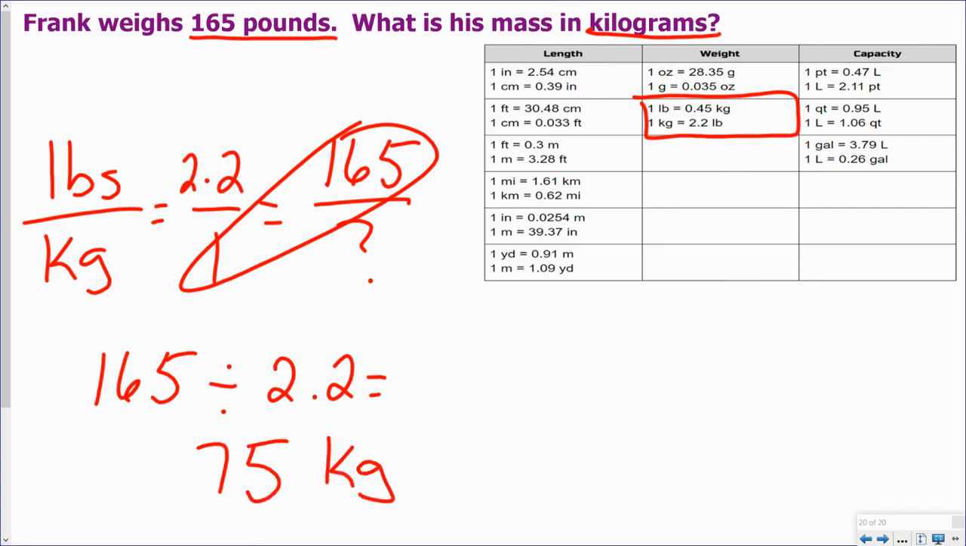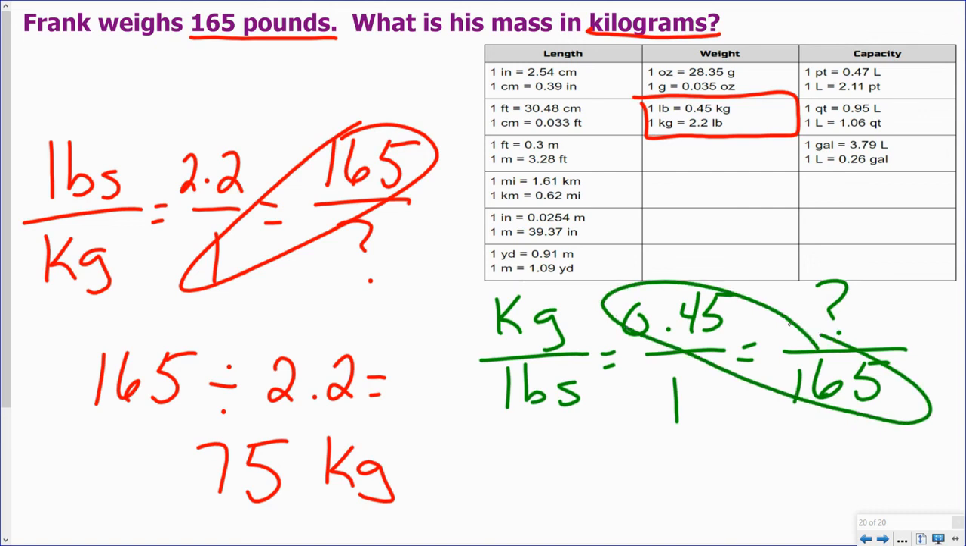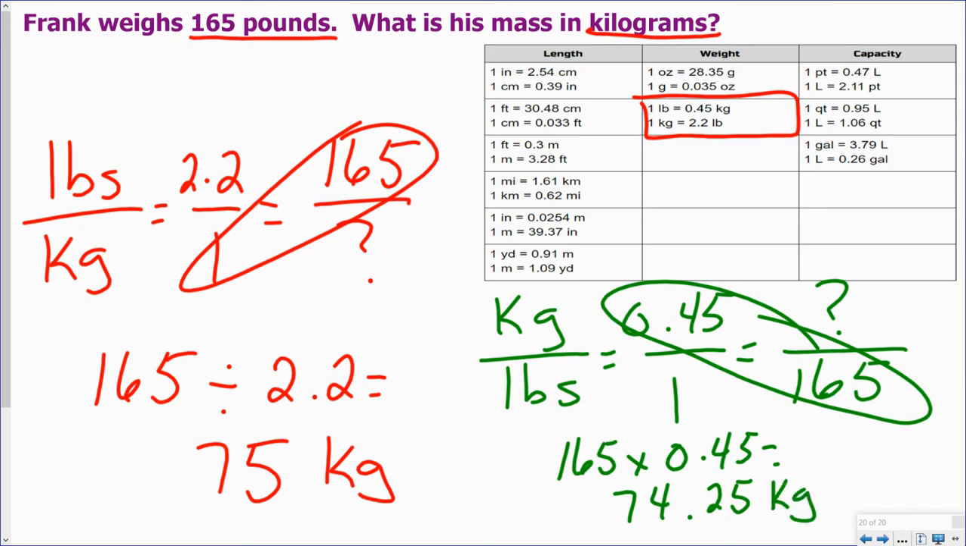75 kilograms. And if we set it up the other way, then I would have my kilograms to my pounds, and I know that 1 pound is 45 hundredths kilograms. And I know that I have 165 pounds, trying to figure out how many kilograms I have. So again, if I cross multiply, that would give me a total of 74 and 25 hundredths kilograms.